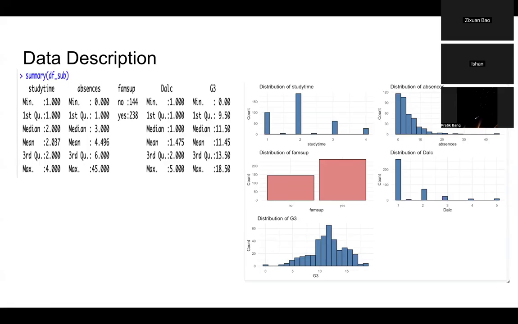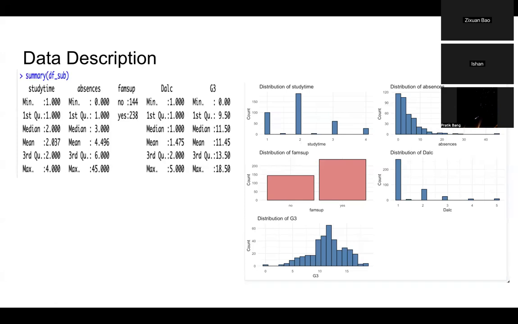And absences, on the other hand, were heavily right-skewed in this case, where most students miss very few days, but some miss over 20. And finally, the outcome variable, which is G3, is almost normally shaped, centered around a final grade of 11 or 12.